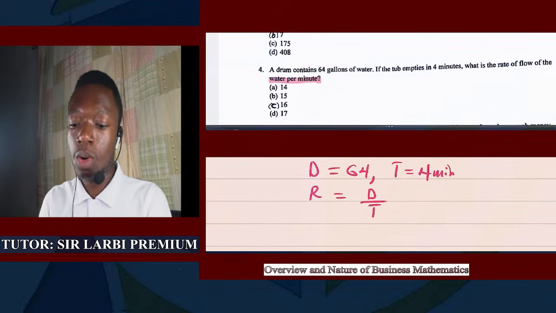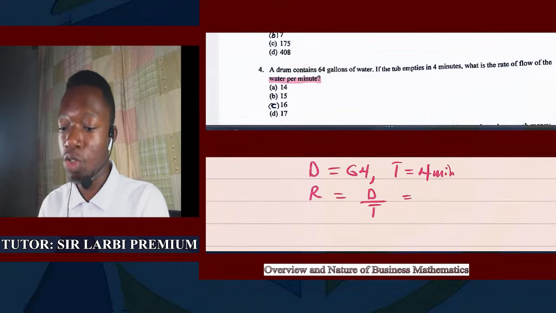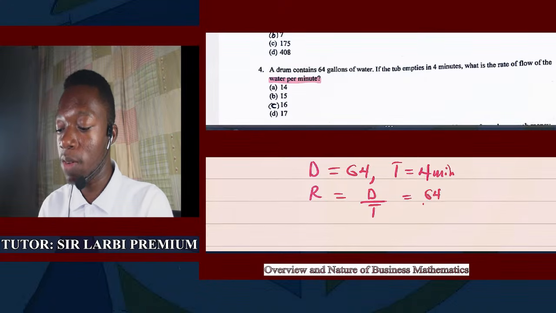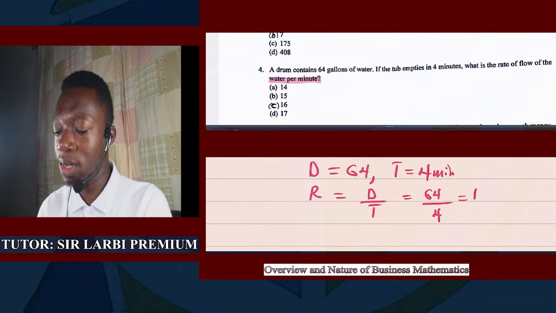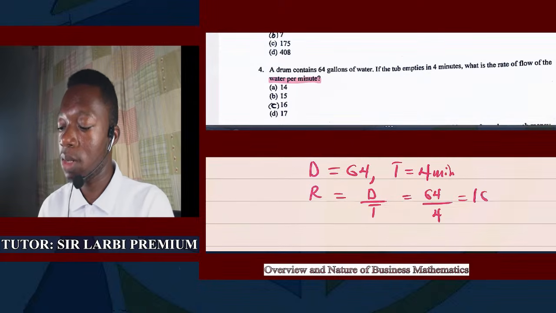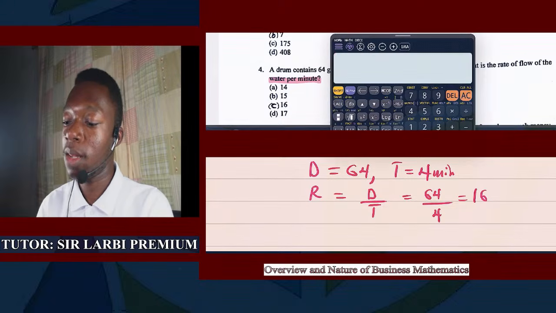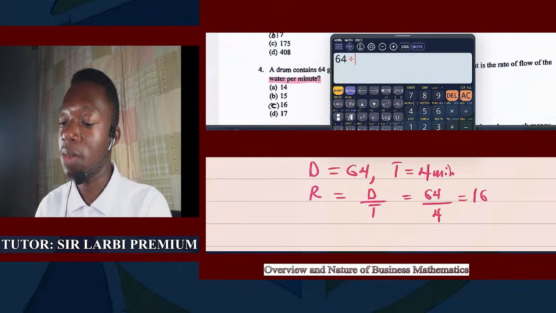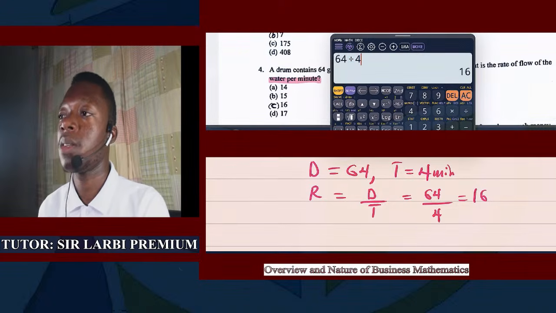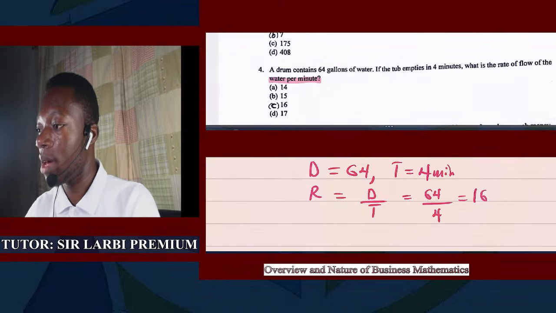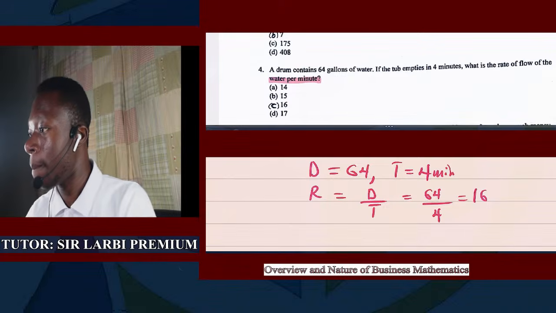Okay. So straight out we can say that it should be equal to 64 divided by 4, and we are getting, I think, 16. Let's see. I think it's 16. 64 divided by 4. Yeah, 16. And you get your answer in that line. So that is that.